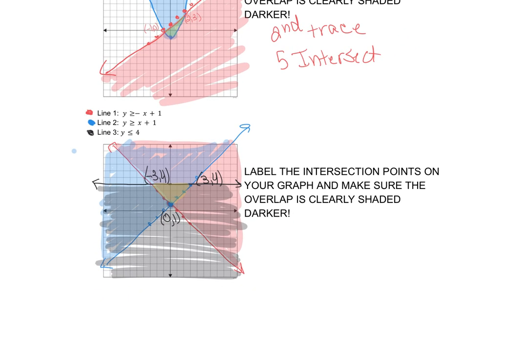Okay, so if you did this correctly, you should have a graph that looks like this. The kind of yellowish part in the middle is where all 3 of them overlap. They are all 3 solid lines, and they all have everything shaded, with the ordered pairs where they intersect clearly labeled.